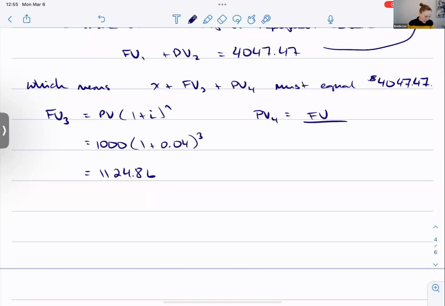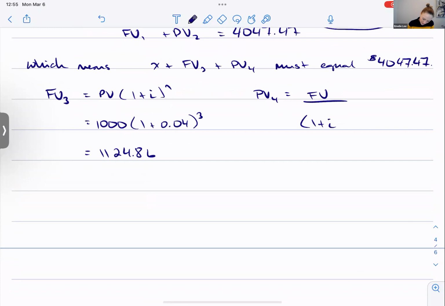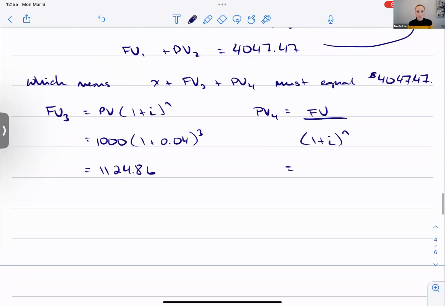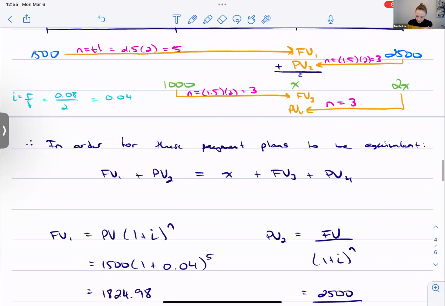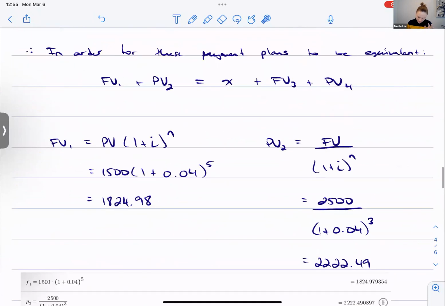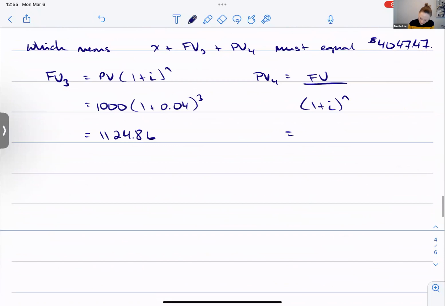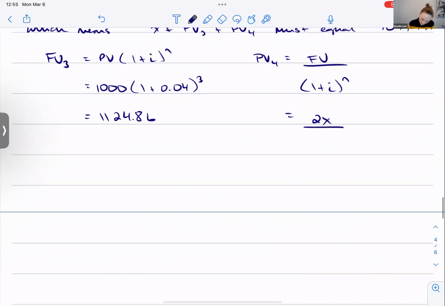Now the present value 4 is the future value divided by 1 plus i to the power of n, but the future value is just 2x. We know how to deal with this, right? But it was last week, so we'll just take it a little bit slow. But 2x has to get pulled back to some principal, some present value. So the future value is 2x divided by 1 plus 0.04 to the power of 3, right?